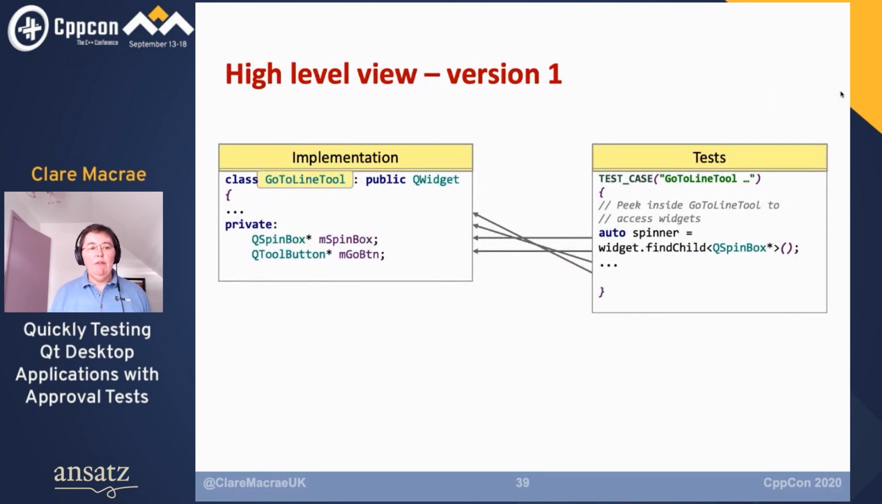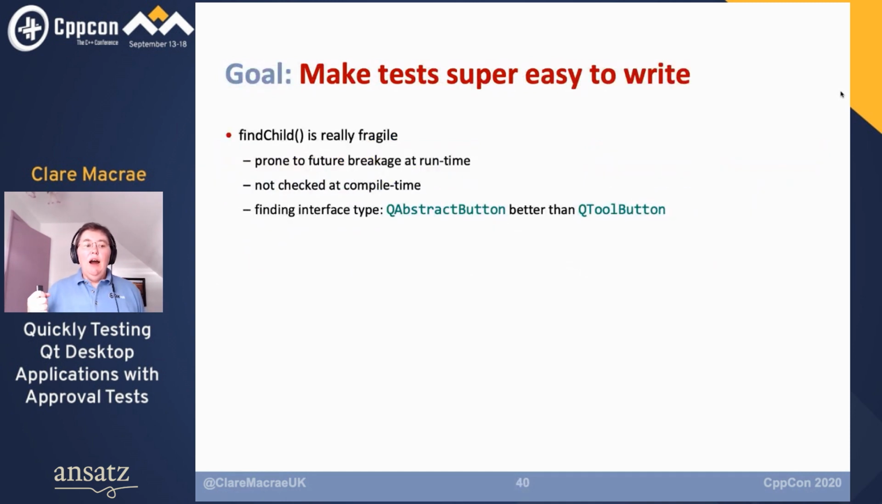So as a quick reminder of version 1, the class that we're testing is GoToLine. It's got private widgets inside, and we're writing a Catch2 test case that has to peek inside, called findChild, to test those widgets. This is painful. You want your tests to be super easy to write. You don't want tests to be hard to write, and it's important that it's obvious to anyone reading them what's going on. And findChild is fragile. It's prone to future breakage, and if you get it wrong, you don't get a compile time failure.